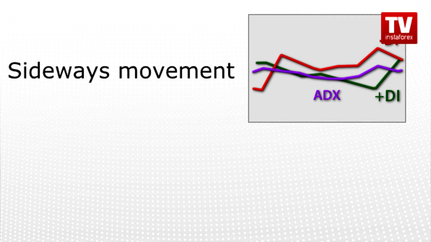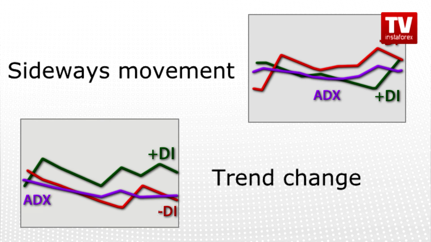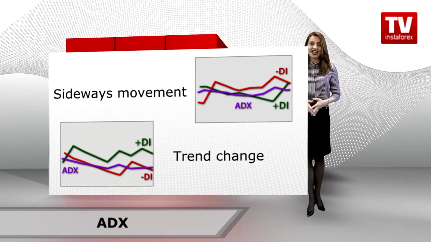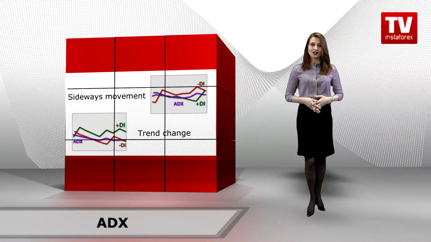When the three lines are in one range, there is a sideways movement. In this situation, the market is analyzed by oscillators, as the indicators of the trend provide us with false information. Sometimes ADX is below plus DI and minus DI. This stands for the forthcoming trend change, and as a rule, a new trend is very strong. The longer ADX is in this position, the stronger the trend will be.